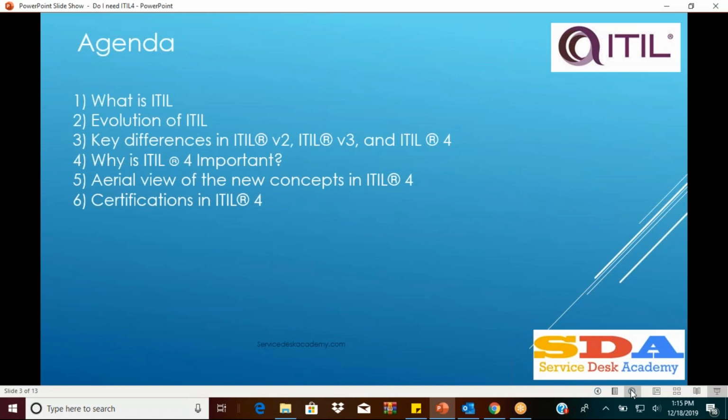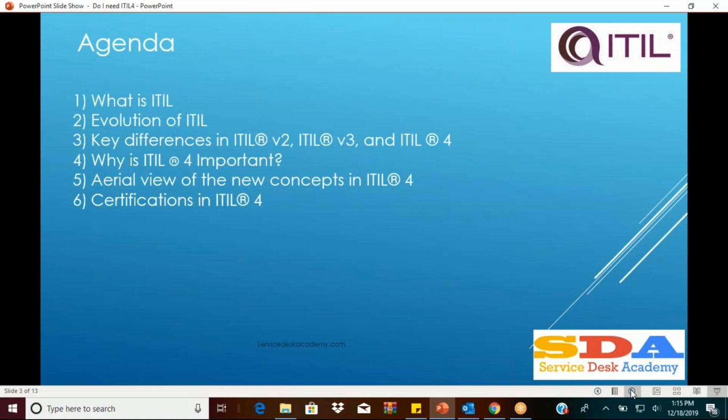Do I need ITIL 4? Okay, and yeah, so let's start off. Here is the agenda for the session. So firstly, we're going to talk and try to understand what is ITIL, and the second topic would be evolution of ITIL, how it started, and currently we are in ITIL 4.